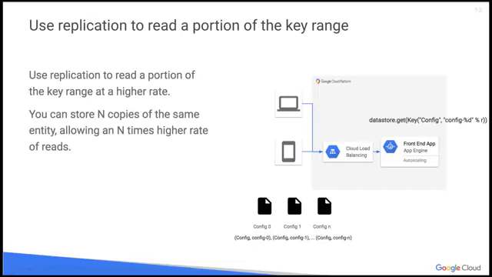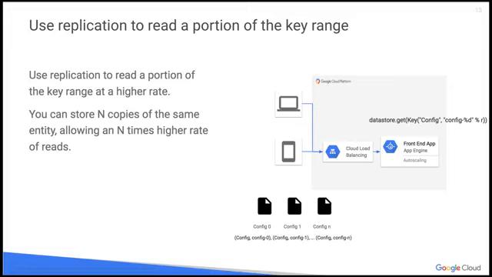If your application is bound by read performance, replication may be a better option for your application. You can use replication if you need to read a portion of the key range at a higher rate than Bigtable permits. Using this strategy, you would store n copies of the same entity, allowing an n times higher rate of reads than is supported by a single entity.